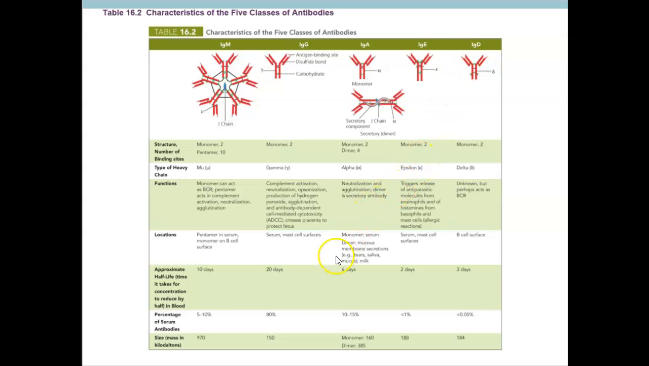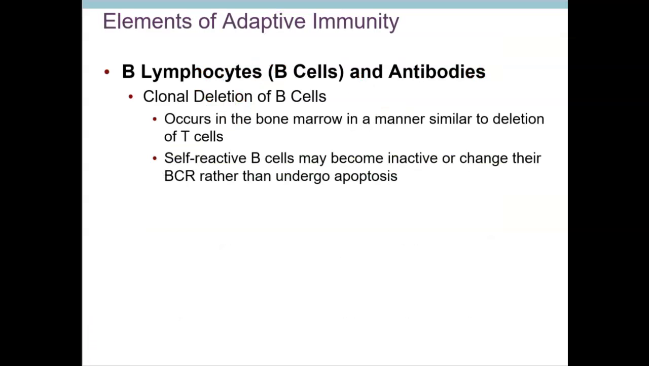This is IgD. The other big differences between them is how long they last, how many days they hang around. Some of these don't last very long. You make them and then they're gone pretty quickly from the blood. Others last quite a bit longer. So, similar to the T cells, we talked about clonal deletion in the T cells. The same kind of thing happens to the B cells. It happens in the bone marrow, but it's a very similar kind of process.